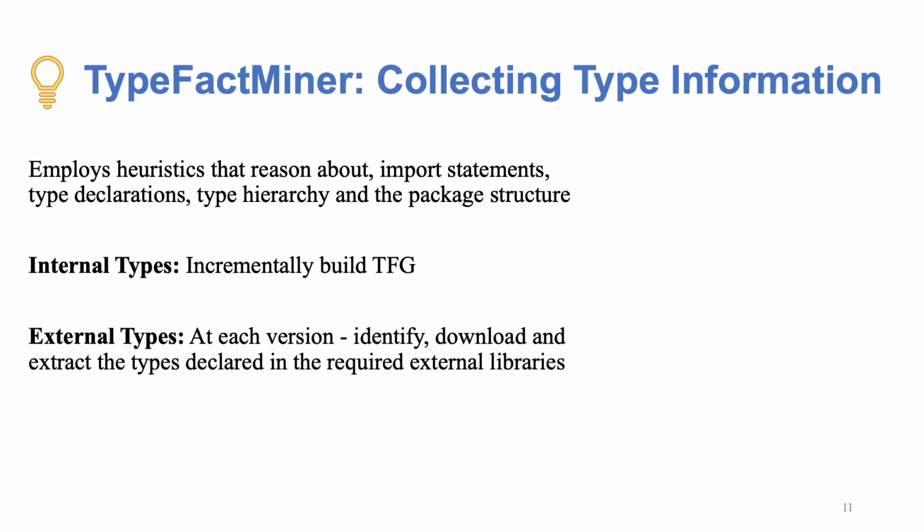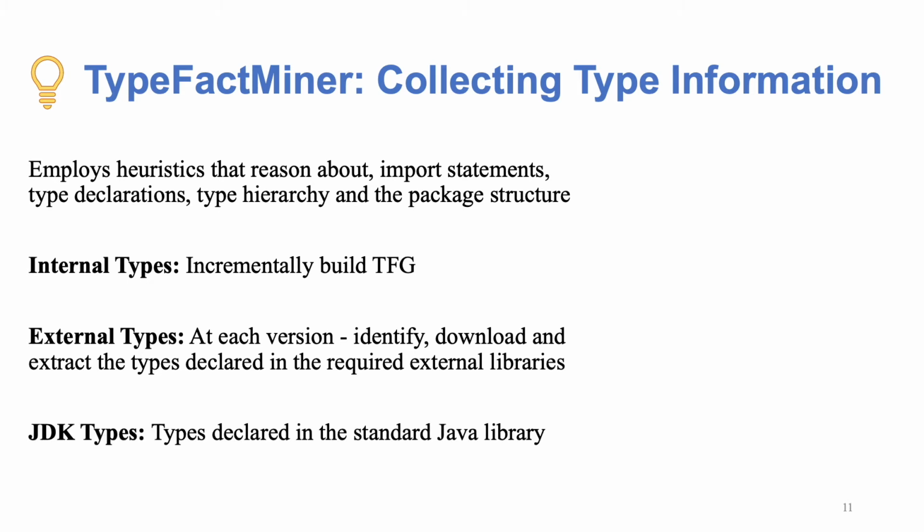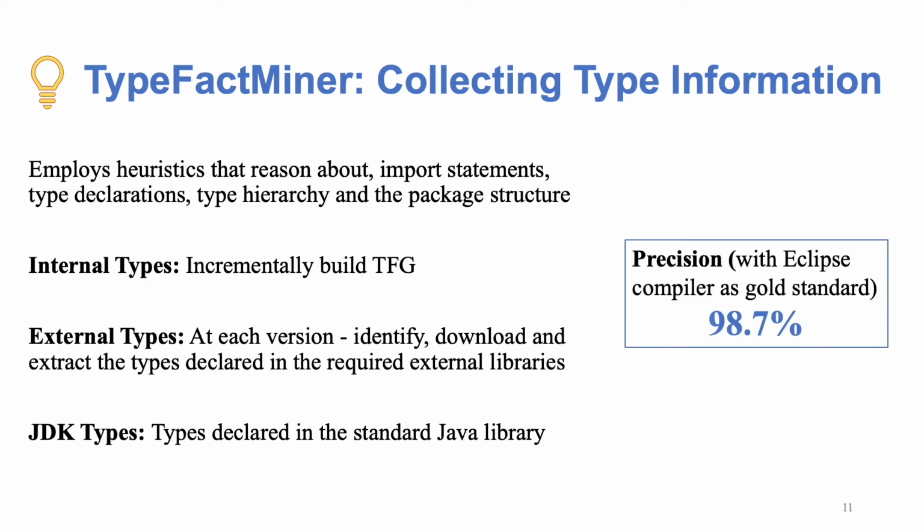To track the types declared in the external dependencies, TypeFactMiner analyzes the build file at a particular version of the project. It then identifies, downloads the exact version of the external library, and then extracts the types from these libraries. Moreover, it also has to infer the types declared in the standard Java library. To evaluate TypeFactMiner, we use the Eclipse compiler as a golden standard. We found that TypeFactMiner has a precision of 98.7%.